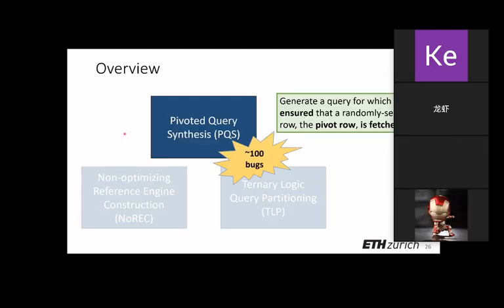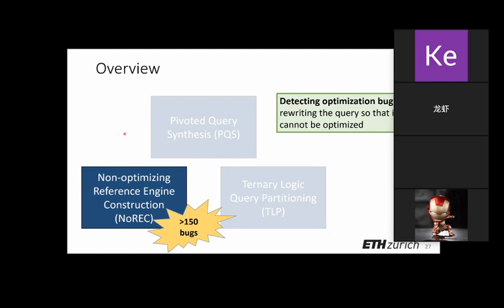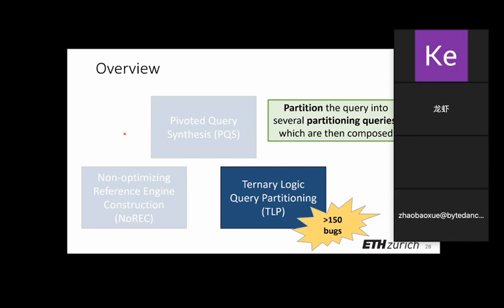Non-optimizing reference engine construction, or NoREC, has the main idea that we want to generate an optimized query that we then translate to a so-called unoptimized query. And by checking their result sets, comparing them against each other, we can detect bugs in the query optimizer. And finally, the idea of TLP is that we partition a given original query into so-called partitioning queries, each of which computes a partition of the result that we can then use to compare against the original result set.